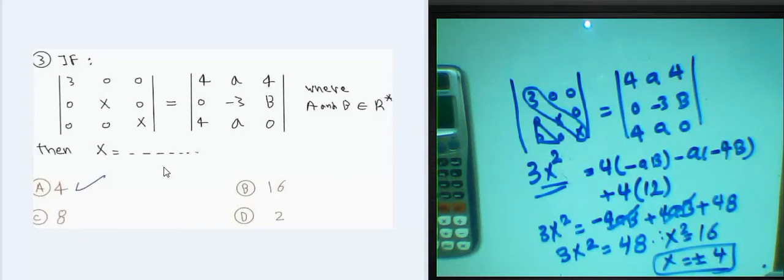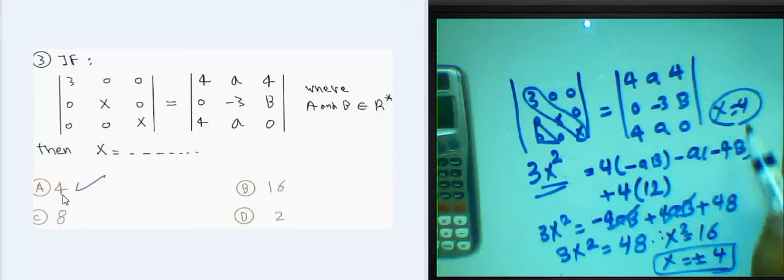When a and b belong to R star, then x equals 4. x will be equal to 4 because he tells us a and b belong to R star.